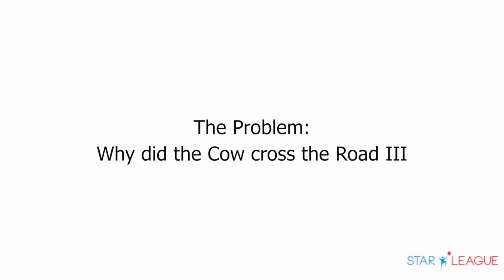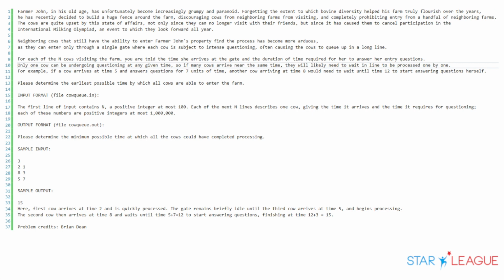In this video, we will tackle the problem of why did the cow cross the road 3. In this problem, the cows can only cross a single gate where each cow is subject to intense questioning, causing the cows to queue up in a long line. For each of the N cows visiting the farm, you are told the time that the cow arrives at the gate and the duration of time required for her to answer the entry questions.